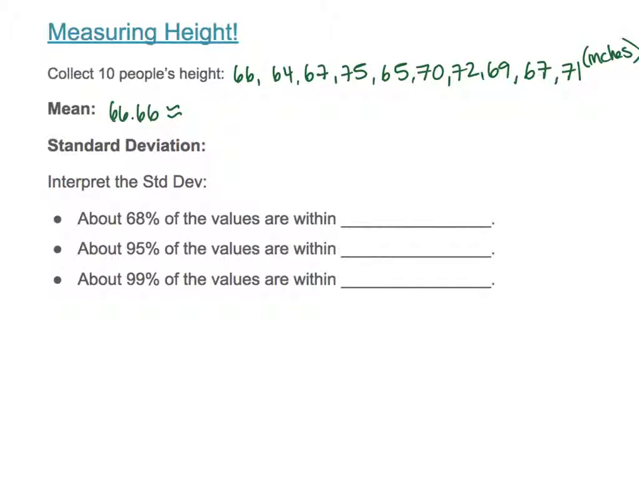If you are writing a description for this, I would recommend to probably round to the nearest whole number, just so it's easier to write when you are writing your final conclusion. So I'm actually going to round this mean to 67 inches.